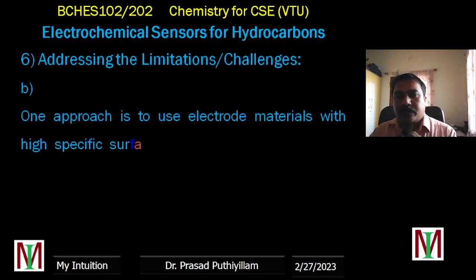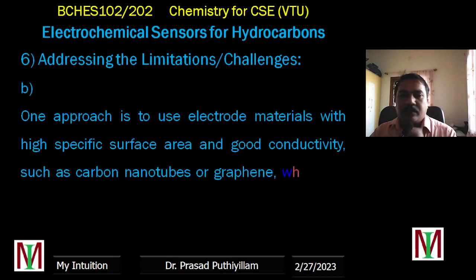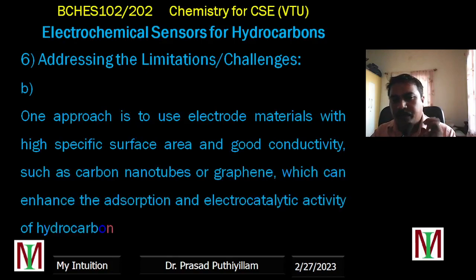One approach is to use electrode material with high specific surface area and good conductivity, such as carbon nanotubes or graphene, which can enhance the absorption and catalytic activity of hydrocarbon molecules. So carbon and CNTs, different types of CNTs, are multi-wall carbon nanotubes and single wall carbon nanotubes. These have a high surface area and they are very good conductors. They are nanomaterials, very small materials. So in a given surface, there will be so many active surfaces, like graphene also. They have better absorption properties also. They absorb.